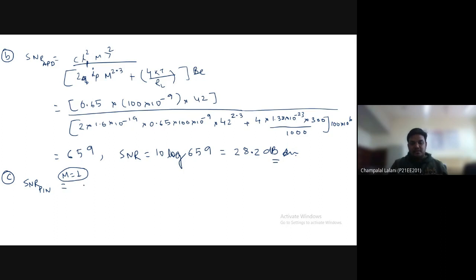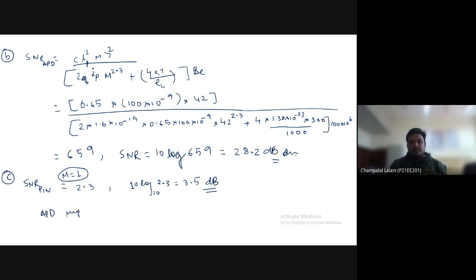So if you find the value of SNR for M equal to 1, the value will come as 2.3. Or if you find it in a dB scale, it will be around 3.5 dB. So here you can see that we have got 28.2 dB and here we are getting 3.5 dB. So the difference between 28.2 and 3.5 is around 24.7 dB.